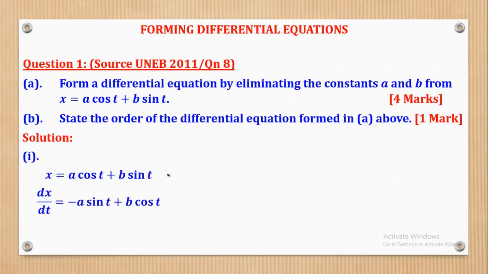So we shall differentiate. When I differentiate the first time, I think you remember how to differentiate trig functions. When I differentiate this, I come up with negative a sin t, and when I differentiate this, I come up with b cos t. That is called the first derivative. Then the second derivative, it means that I differentiate this to come up with negative a cos t, and differentiate this, I'll come up with negative b sin t.